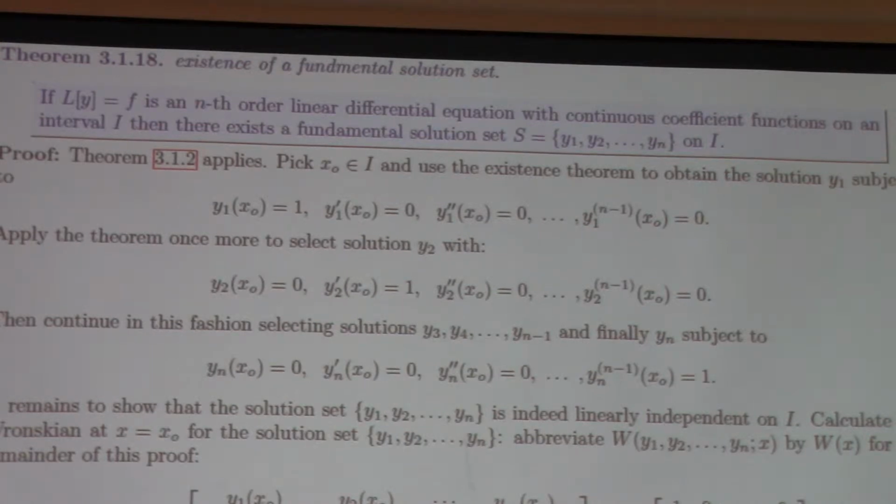The existence of the solution to the initial value problem is not a trivial result. But anyway, x naught being a point in the interval, I just make up this set of initial data. y1 of x naught is 1, and the rest are 0. And then y2 prime of x naught is 1. What I'm doing is making the matrix, which we take the determinant of to get the Wronskian, be the identity matrix.